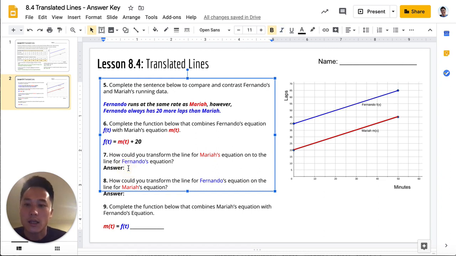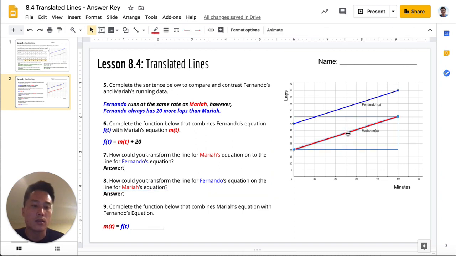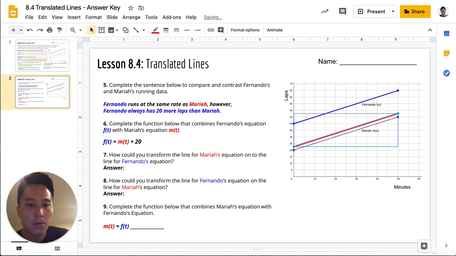Okay, next, how could you transform the line of Mariah's equation onto the line for Fernando's equation? Let's check the graph. We know Mariah's line is this red line, Fernando's line is this blue line. And this is great in Google Slides because you can even just click on the line and then use the arrows. So all I have to do, to get Mariah's line, the red line, onto the blue line, is just press up a couple of times. And notice how, once I do that, it lines up.